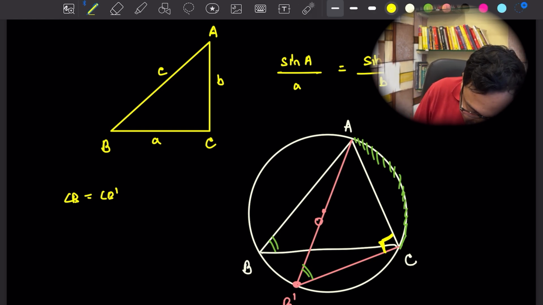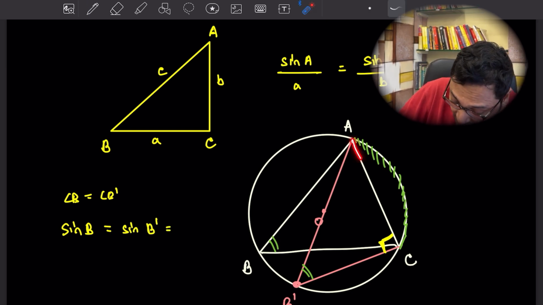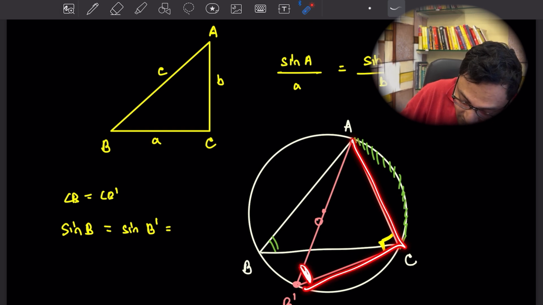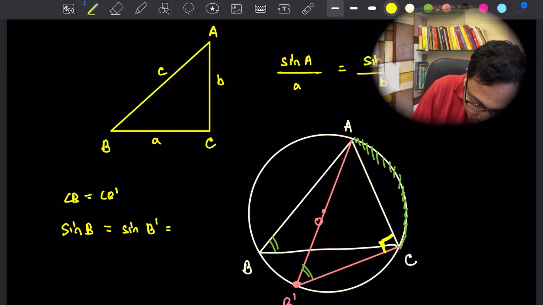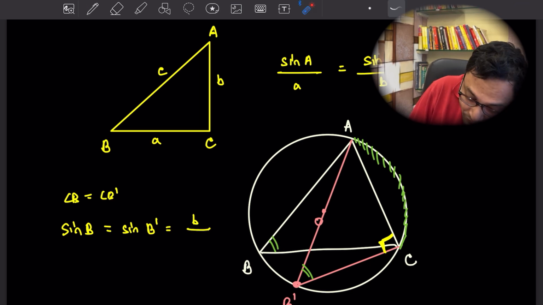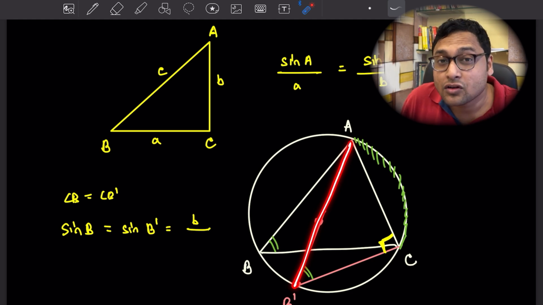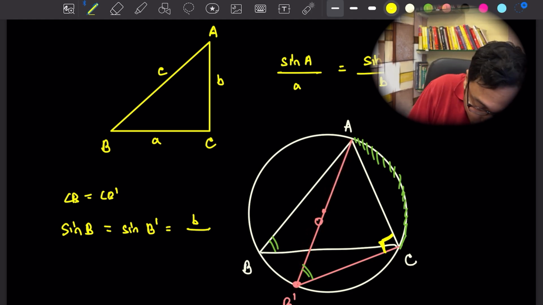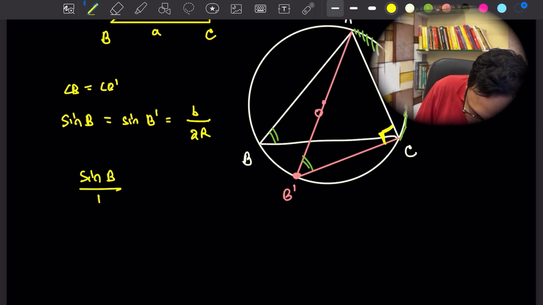So sine of angle B is equal to sine of B prime, and now we have a right triangle. So sine of this angle is opposite by hypotenuse. Opposite is small b, which is opposite to angle B as well. So small b divided by the hypotenuse. The hypotenuse is twice the radius, the diameter of the circumcircle. So 2r. So what is sine B by small b? It is just 1 by 2r.